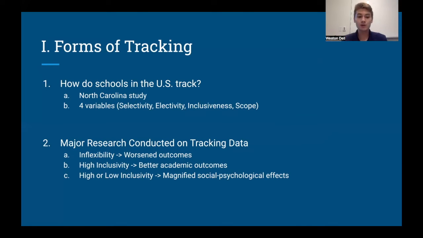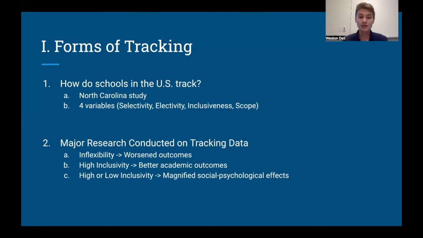Now, there was a major groundbreaking research article done on how these factors actually play out and affect student achievement and inequality in the classroom. And the author came to three major conclusions. First off, inflexibility in track systems led to worsened academic outcomes. That really relates to the electivity part of this study. So if a student feels trapped in their course progression, if there's not much movement between high track and low track, that typically results in worsened outcomes.